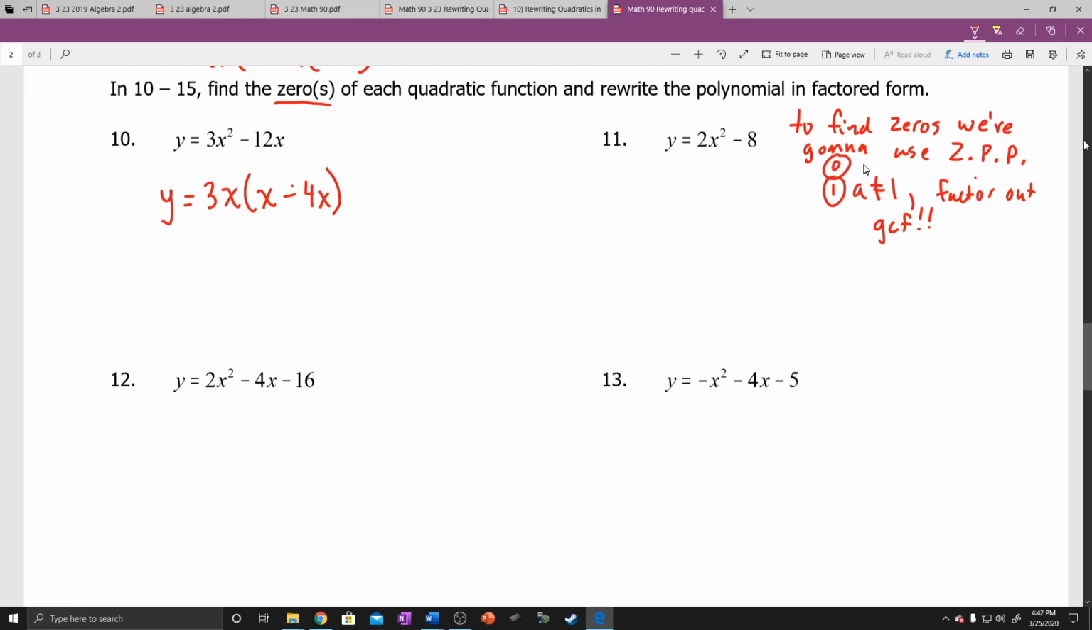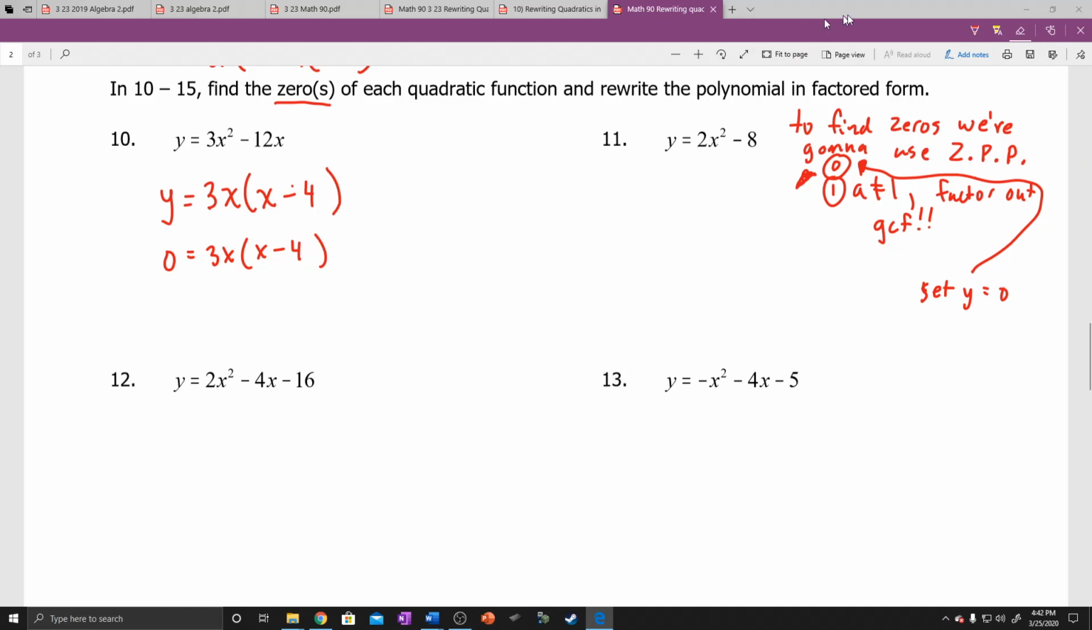First step: set y equal to 0. So 0 is equal to 3x times x minus 4. Why did I put an x here? This should not be 4x. I know, you guys are probably like, that's not right. Why are you writing that? Anyways, okay, so that looks a lot better.